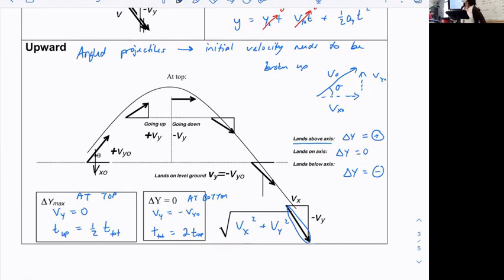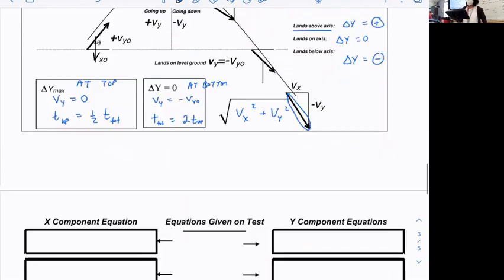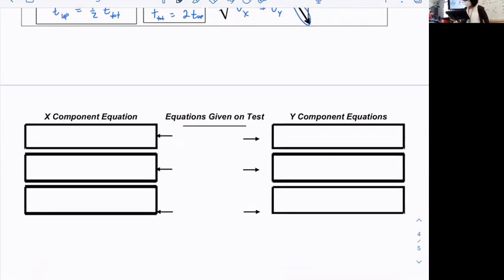And again, just to compare how the equations look on your equation sheet. These are the equations on your actual equation sheet, in the order they're on there. You have v equals v naught plus at. You have x equals x naught plus v naught t plus 1/2 at squared. And then you have v squared equals v naught squared plus 2a(x minus x naught). So that's the formal way it's written on your equation sheet.